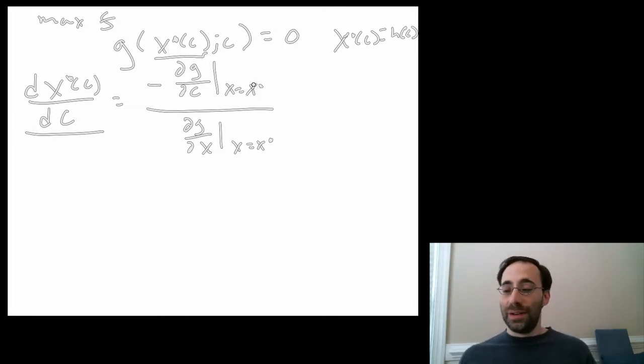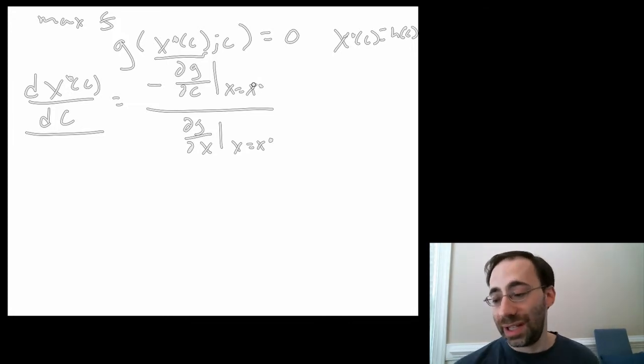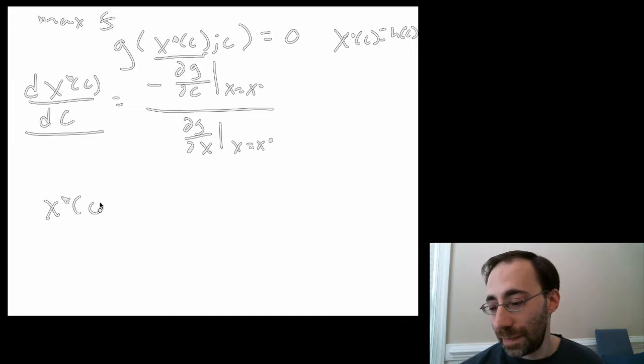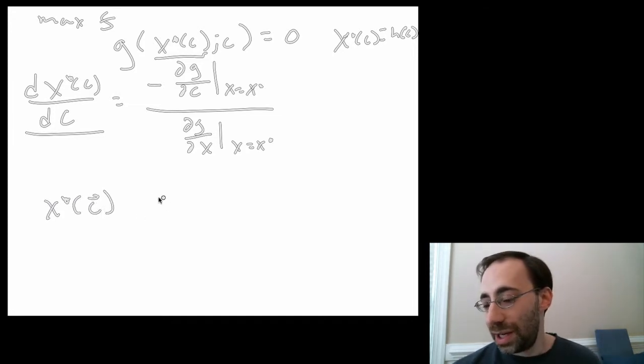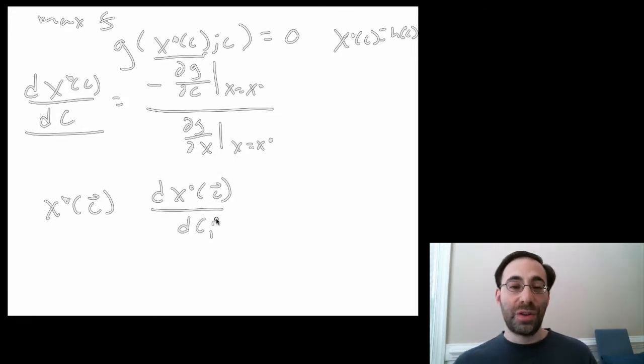Oftentimes you have more than one dimension though. In some cases it's okay. So for instance, if you have more than one c, so c is a vector now, well, you can treat each ci independently. I'm writing it as a total derivative instead of a partial, even though it's kind of a partial. I'm assuming that all the c's are independent and therefore the total and the partial are the same thing.